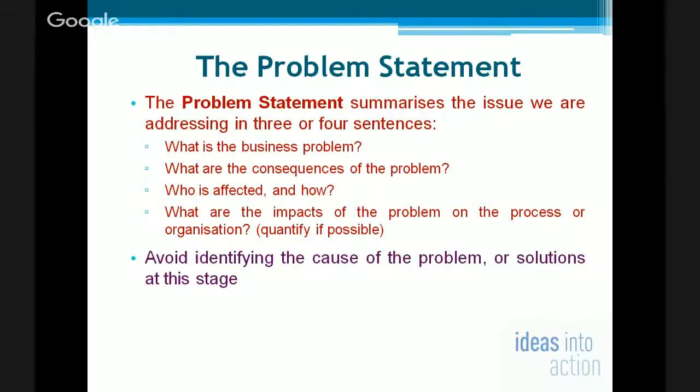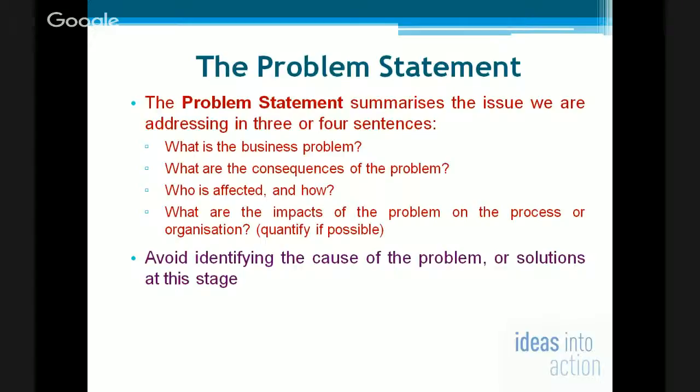So what is a business problem caused by the process? What are the consequences of that problem for customers and for the organization and for employees? Who is affected and how? Who are the stakeholders? And what are the impacts of the problem on the process or on the organization? And you should quantify these impacts where possible. Lost cash flow, lost customers, delays, rejects and rework, etc.